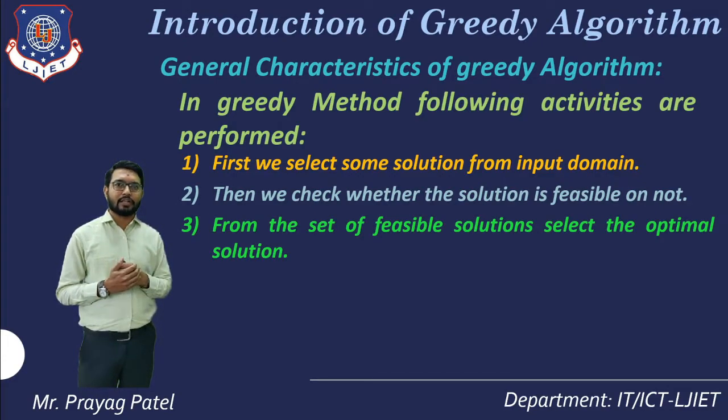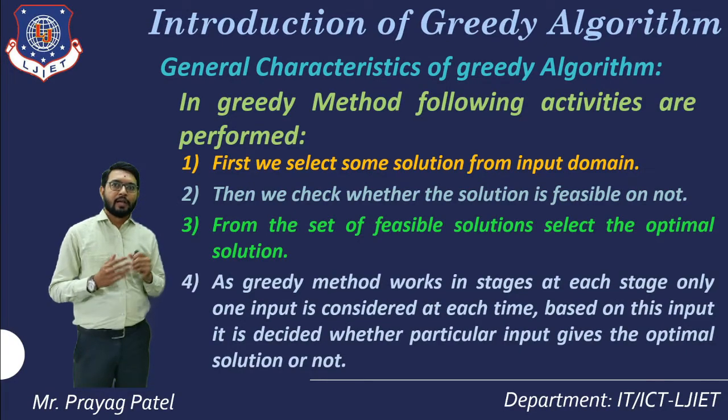Then the feasible solutions are a coin of 5, a coin of 2, and a coin of 1. But a coin of 10 is not considered feasible, because 10 is greater than 9. So out of these three feasible solutions, selecting the best solution is called the optimal solution.